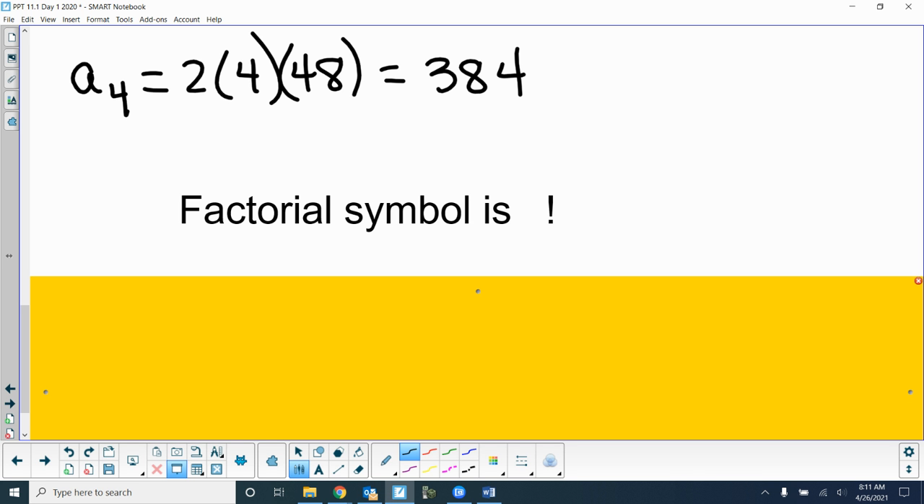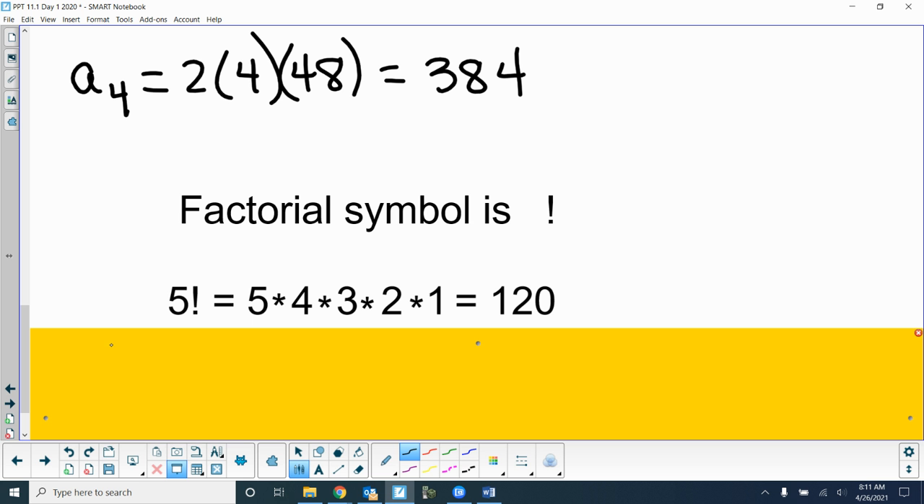All right, this exclamation point, we call it the factorial symbol. So if you see that after a number, that's what it means. If you see a 5 with an exclamation point, that means 5 times 4 times 3 times 2 times 1. You go right in order, but you're multiplying all the numbers together.